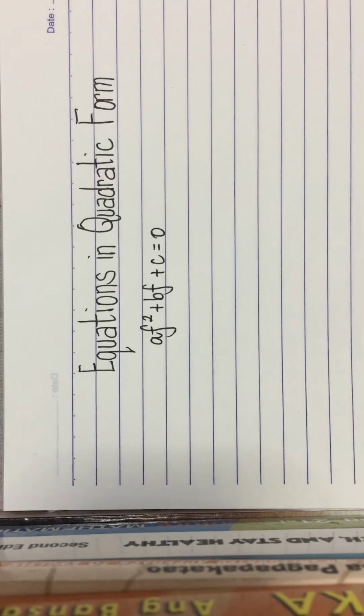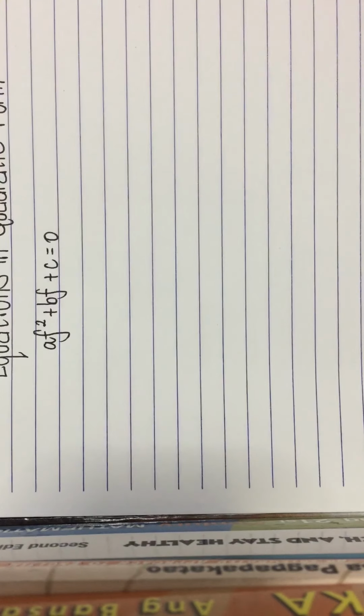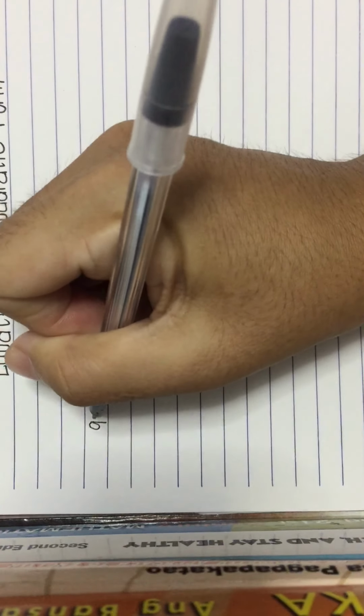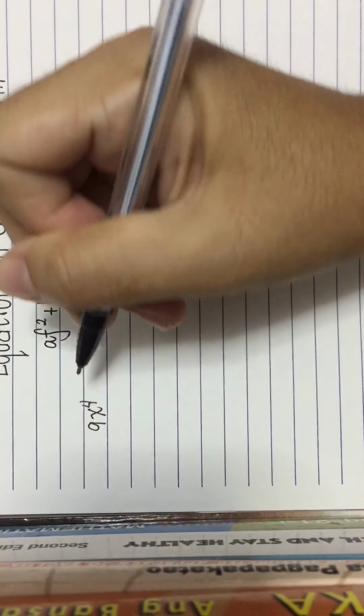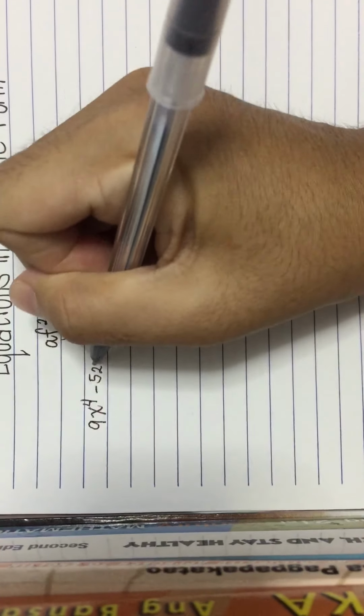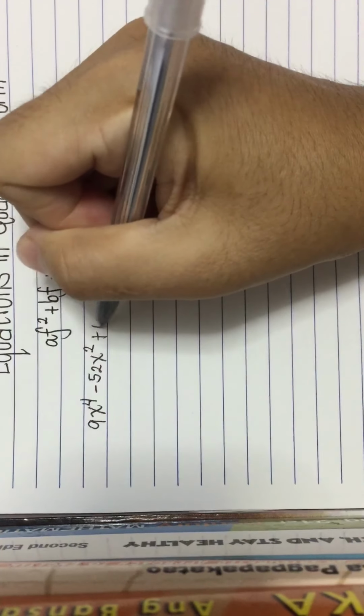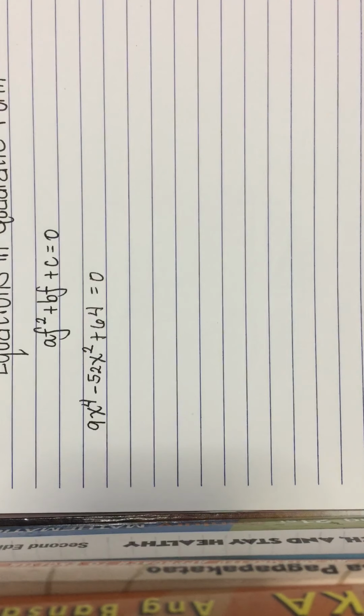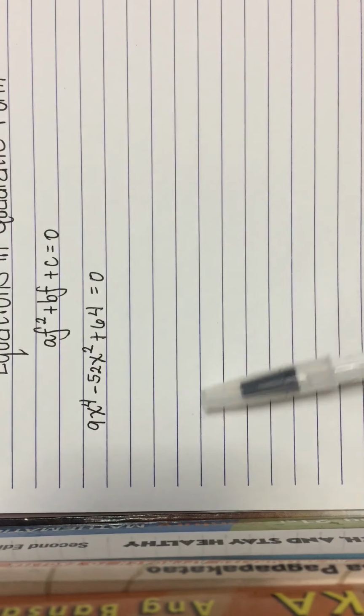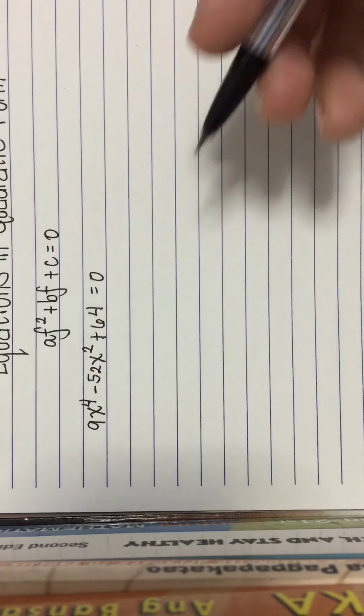So let us have some examples and observe how the following non-quadratic equations are solved using methods of solving quadratic equations. So let us have 9x to the fourth minus 52x squared plus 64 equals 0. So first, let us look for an expression that will help us to transform it into quadratic form.